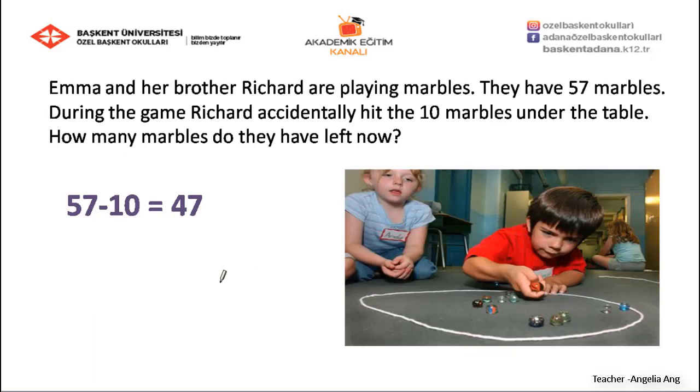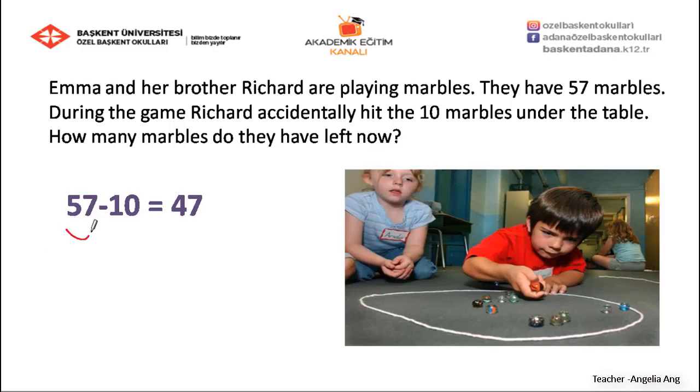Emma and her brother Richard are playing marbles. They have 57 marbles. During the game, Richard accidentally hit the 10 marbles under the table. How many marbles do they have left now?